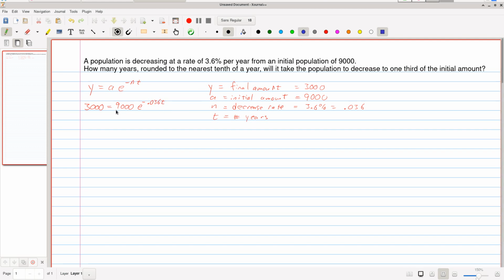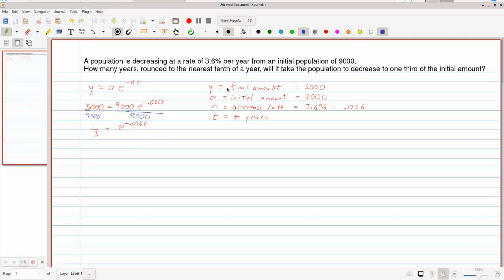I want to get T by itself, so next up we'll divide both sides by 9,000. On the left-hand side we can reduce to 1/3. On the right, the 9,000s cancel out and we're left with e to the minus 0.036 t.